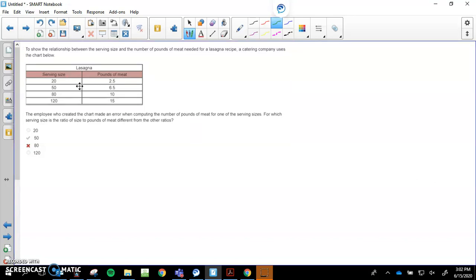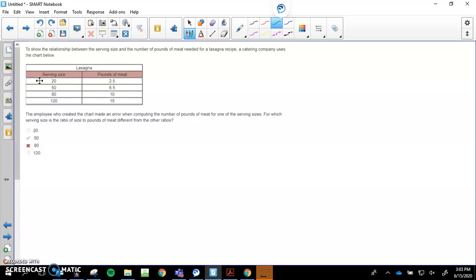Now notice these are all different: 20 to 2.5, 50 to 6.5. So there's nothing that is the same if you think about it that way. What we have to do is find a base rate or unit, so that we can figure out one serving size. You can do it either to 1 serving size or to 1 pound of meat, whatever works best for you. So I'm going to show you what I'm talking about.